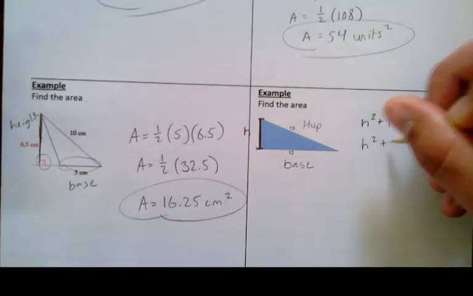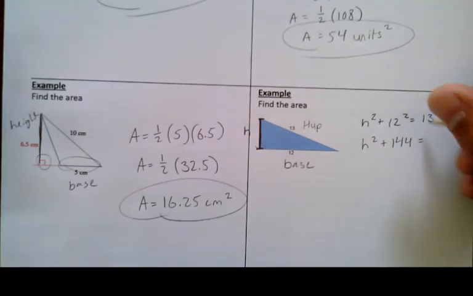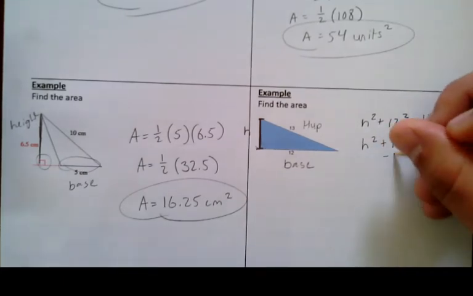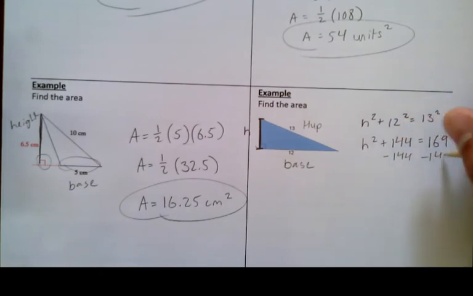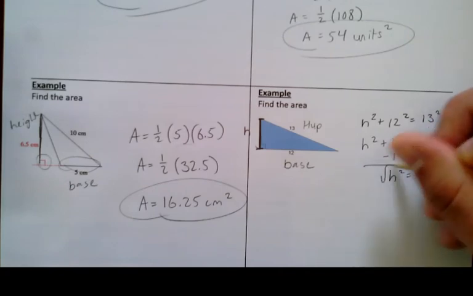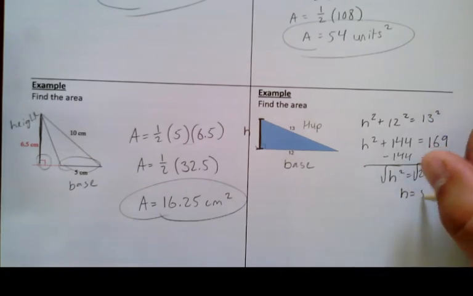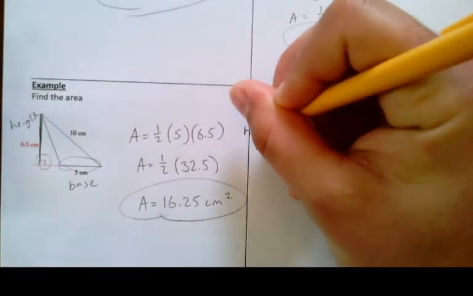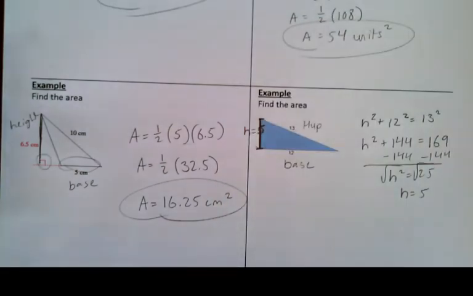I have h squared plus 144. 13 squared is going to give me 169. Subtract to solve for h. And I'm going to get h squared is equal to 25. Of course, take the square root of this. And now I know my height is going to be 5. Right? That value right there, the height is going to be 5. So now we have our values. Sometimes you need to go find them.